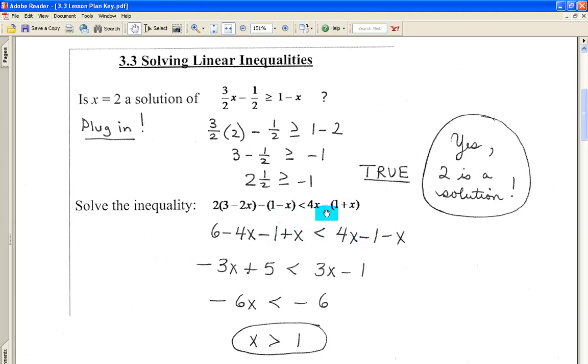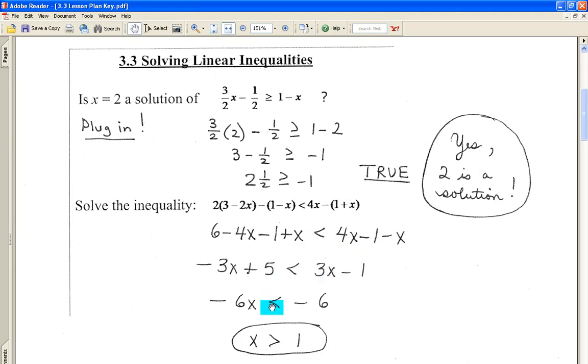On this side, you have that same invisible -1 in front of the parens. Leave the 4x alone, distribute the negative. -1, -1 times x is the opposite of x. Move down just like you would for an equation. This side can be simplified. You combine like terms by making it the opposite of 3x plus 5. This side can be simplified by making it 3x minus 1.